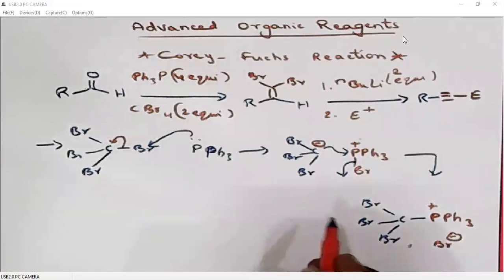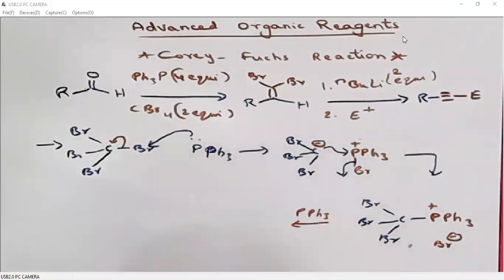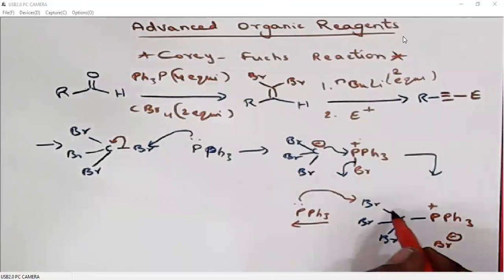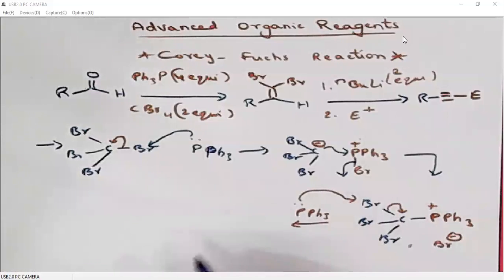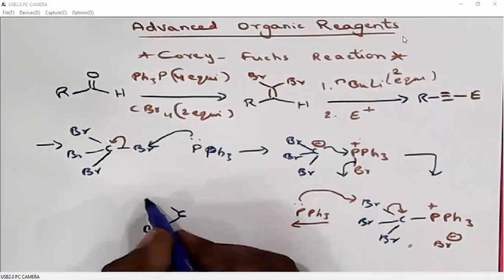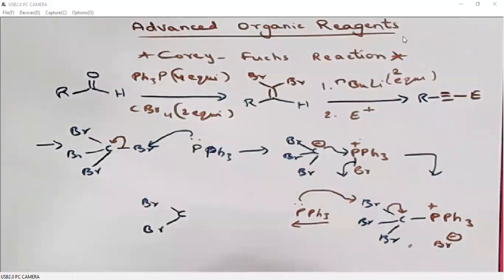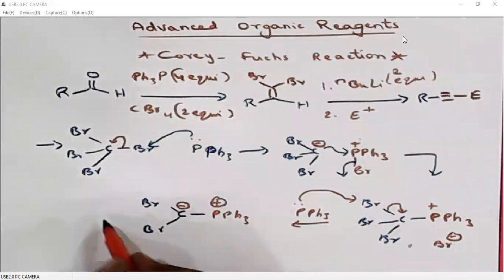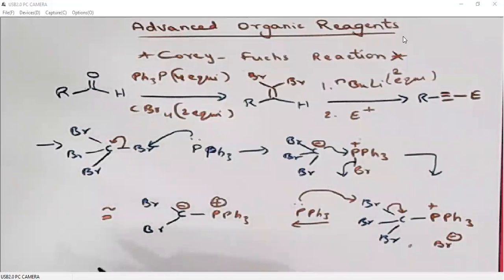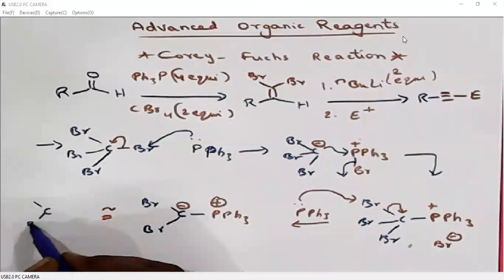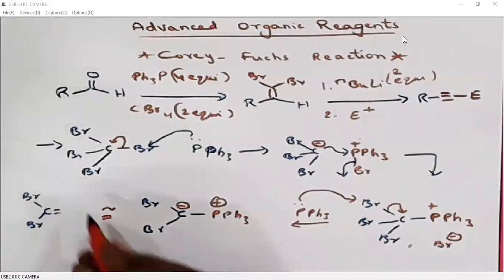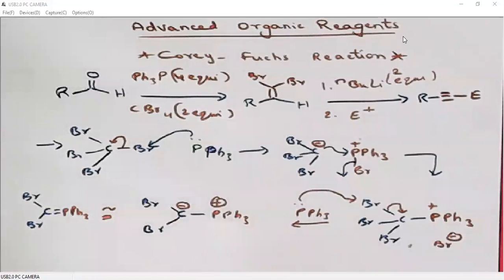Now another triphenyl phosphine will take another bromine so that it generates a negative charge on carbon. So the overall product here has a negative charge on carbon and a positive charge on phosphorus. This is like a Wittig reagent, or we can write it as a double bond to triphenyl phosphine. It is like a Wittig reagent, but with the carbon having 2 halogens.